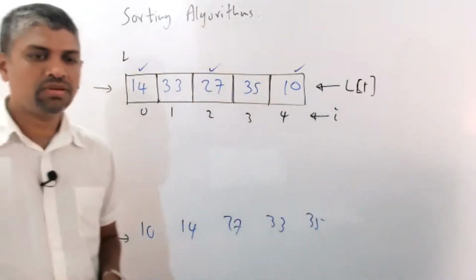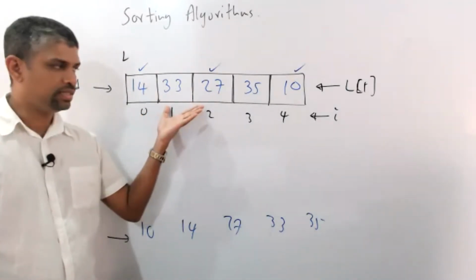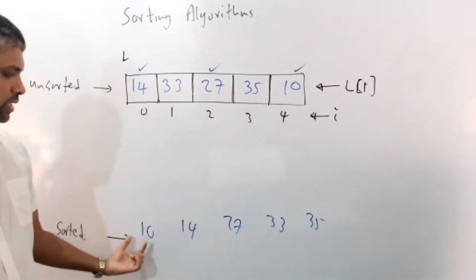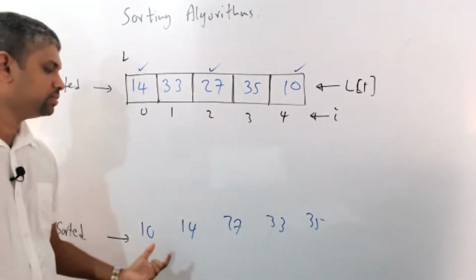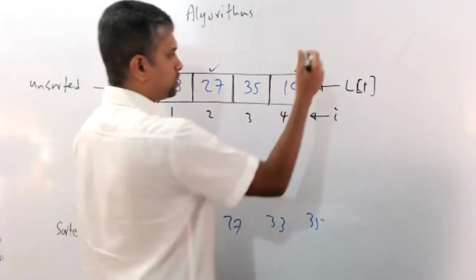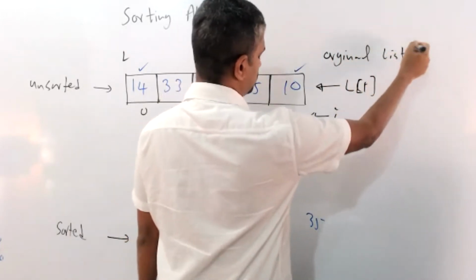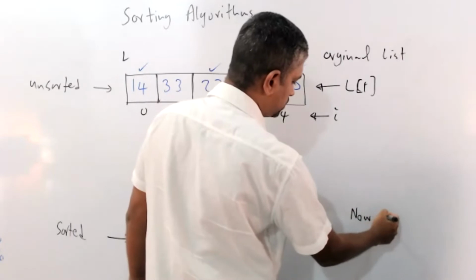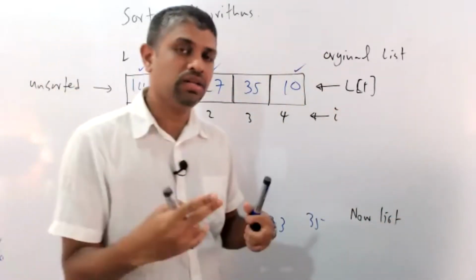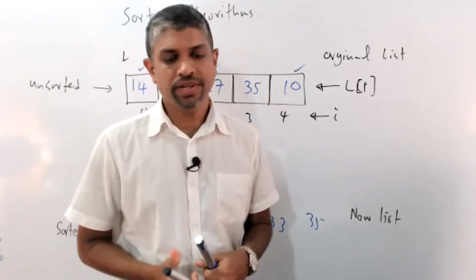So in this method, what happened is, I use the existing list and scan it, find the minimum value, and put it as the first element, then put the next as the second element. So I created a new list. This is the original list. This is the new list. A new list is created, right?